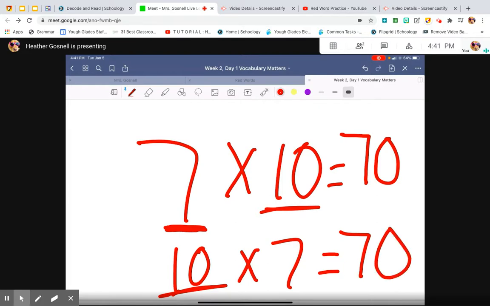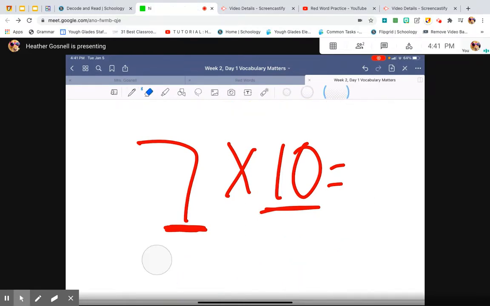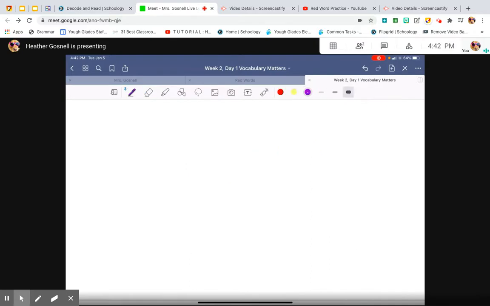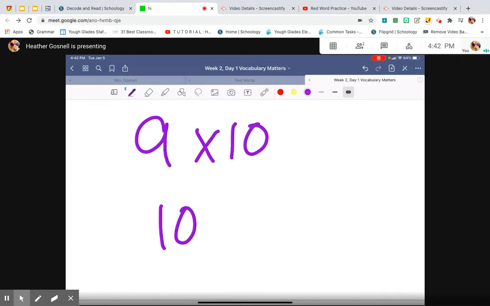You want to check your answer? Count by tens till you get to 7. 10, 20, 30, 40, 50, 60, 70. It works every time. Let's try another one. This is much faster than skip counting. Are you ready for this? Let's do 9 times 10. We know 9 times 10, we also know 10 times 9.